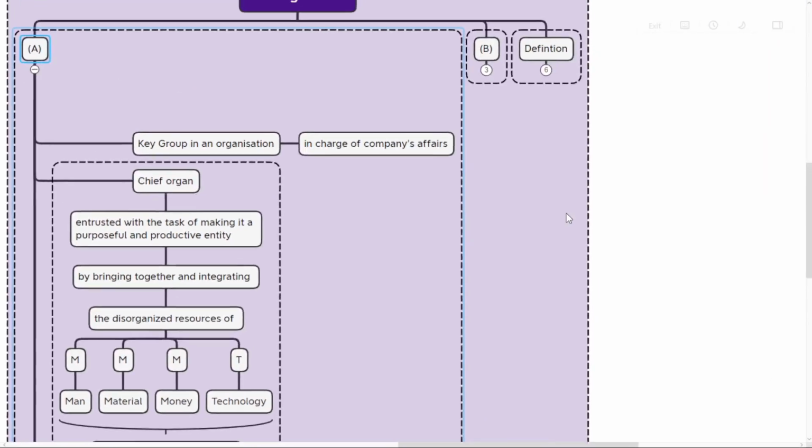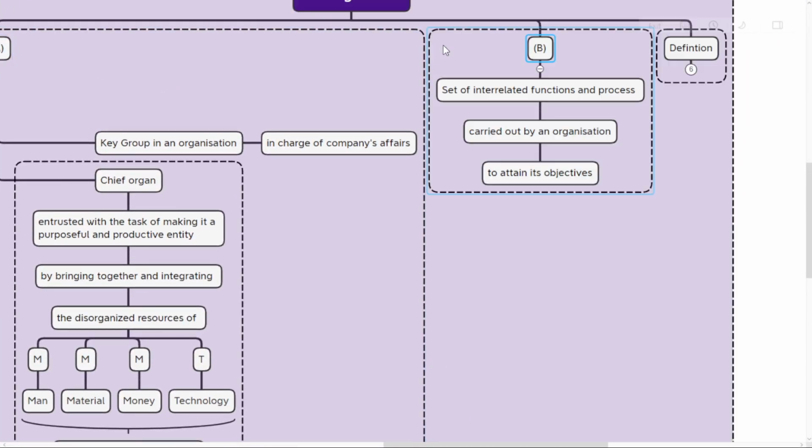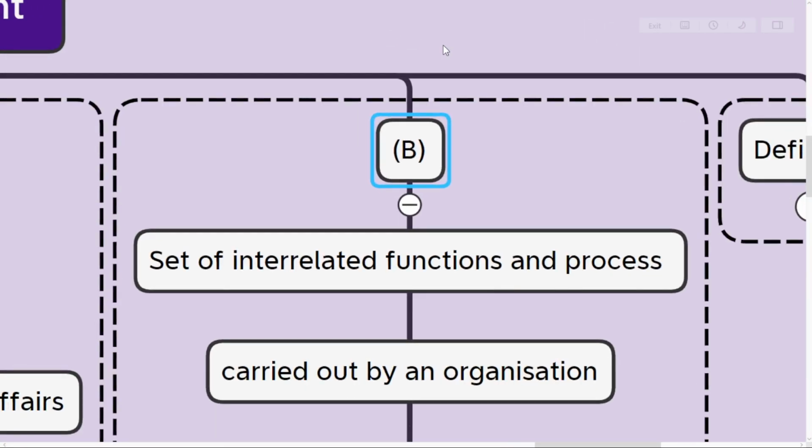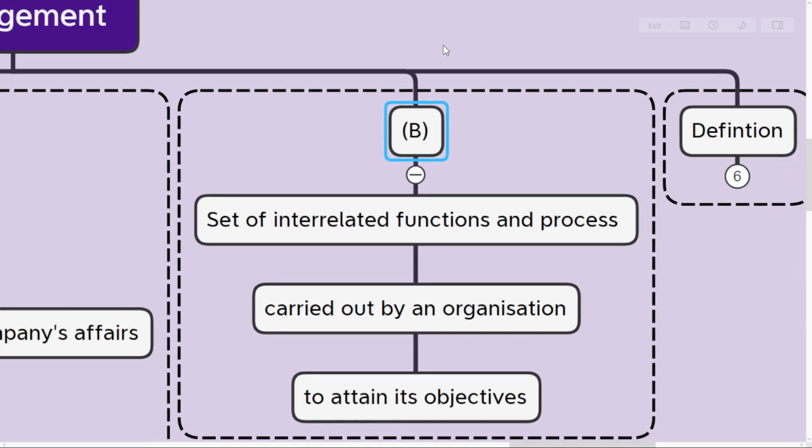Now the second definition: a set of interrelated functions and processes carried out by an organization to attain its objectives, such as planning, organizing, controlling, staffing.